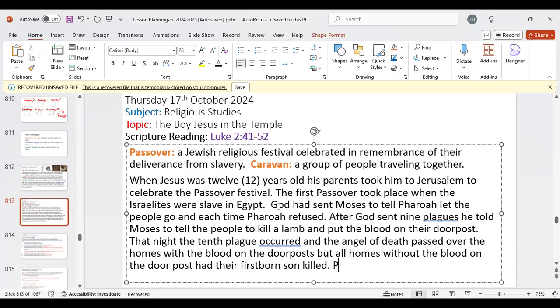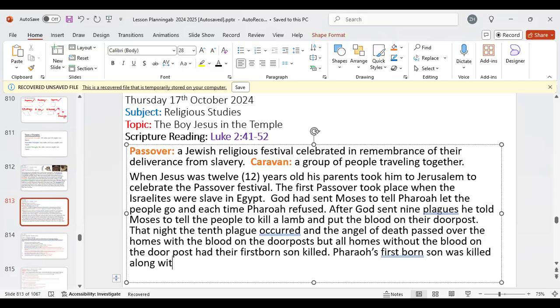Pharaoh's firstborn son was killed, along with many Egyptians. And they're like, y'all need to go. They're like, we don't want y'all around here no more. Pharaoh was so upset.